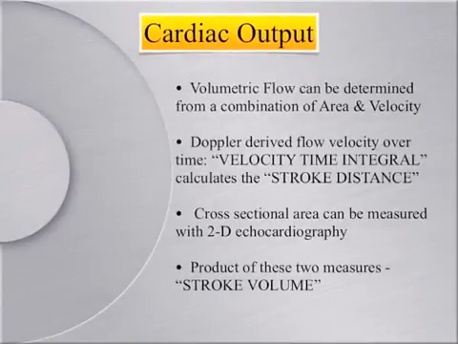Volumetric flow can be determined by considering measurements of area and velocity. Doppler-derived flow velocity over time, the velocity-time integral, calculates the stroke distance. Cross-sectional area can be calculated from the LVOT diameter, which is measured with 2D echocardiography. Dividing the LVOT diameter by 2 yields the radius. Assuming the LVOT is circular, the cross-sectional area is defined by pi times the radius squared. The product of the cross-sectional area and the velocity-time integral gives us the stroke volume.